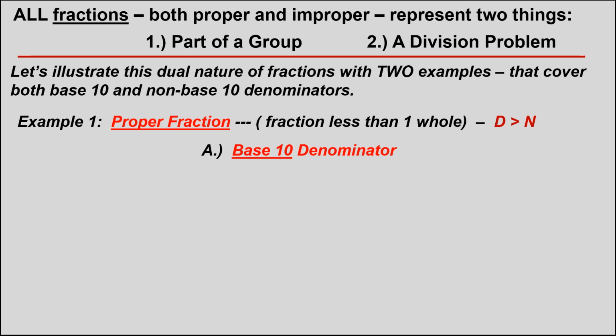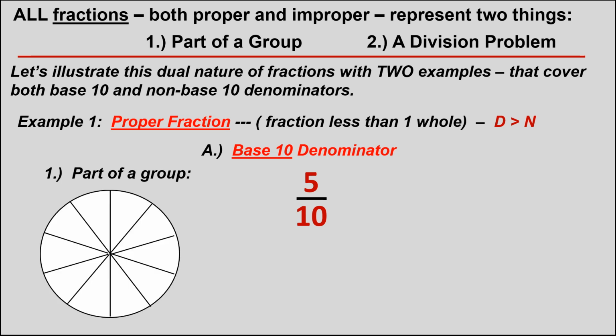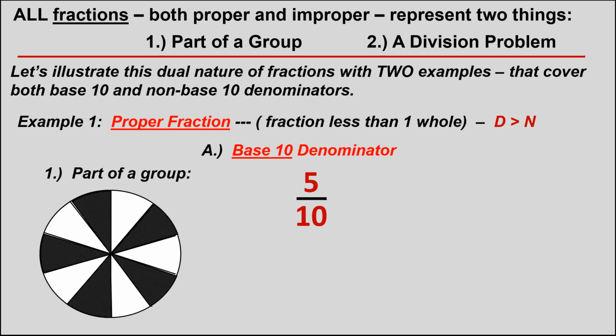Part A, a proper fraction with a base 10 denominator. Let's use the fraction 5/10. The part of the group solution, the denominator of the fraction is divided into 10 equal parts, or tenths, and 5 equal parts are shaded, its numerator. Hence, our part of the group solution is 5 equal parts of interest out of a total of 10 equal parts. Second, let's look at the division problem representation.